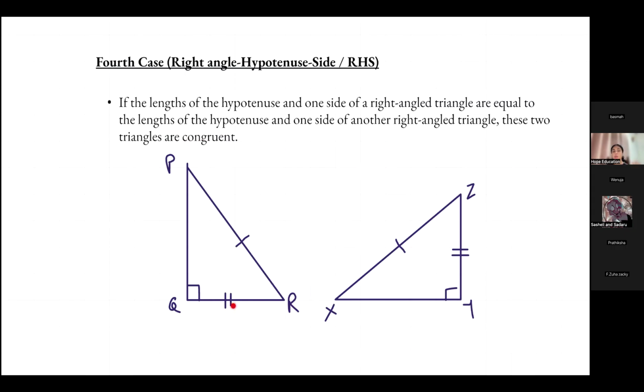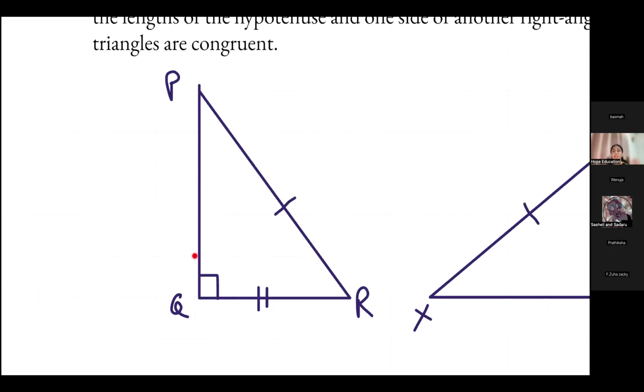Hypotenuse means, now when you have a right angled triangle, not any triangle, a right angled triangle is a triangle with a right angle. The side that is opposite to the right angle, we always call it hypotenuse. Now, this is the right angle here. The side that is opposite to the right angle is PR. So, here PR is the hypotenuse.